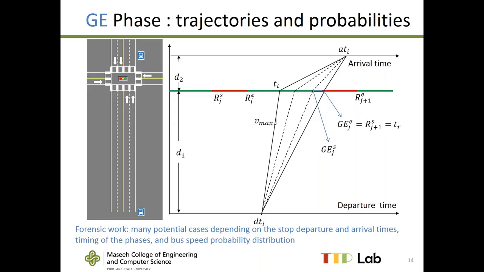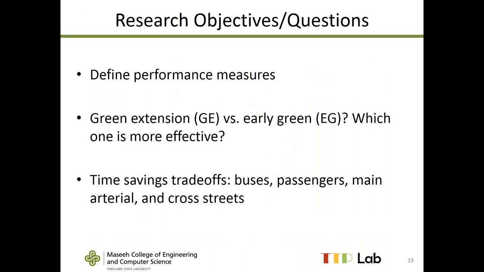So in a way, this is a bit of forensic work because we have many potential cases in terms of when the bus arrives as a function of the location of the bus before and after, and the time, and that in relation to the signal timing. So the work is trying to find the most likely outcome based on the data that we have, and that's why we use a probability distribution.